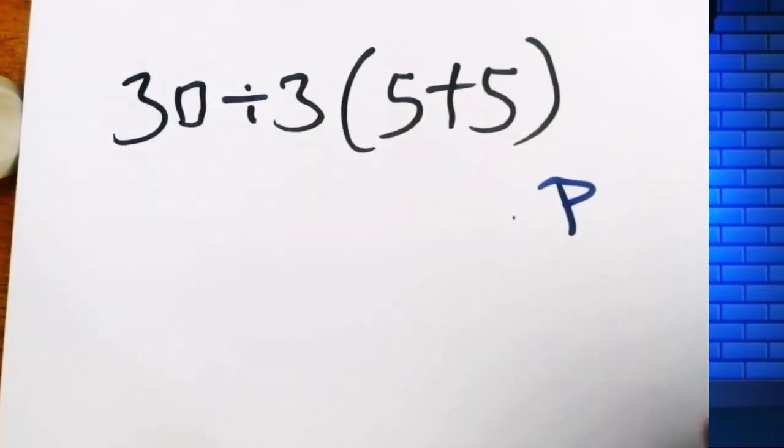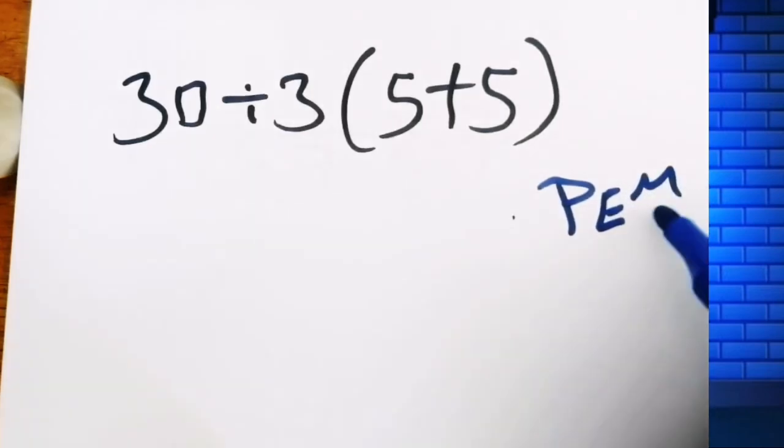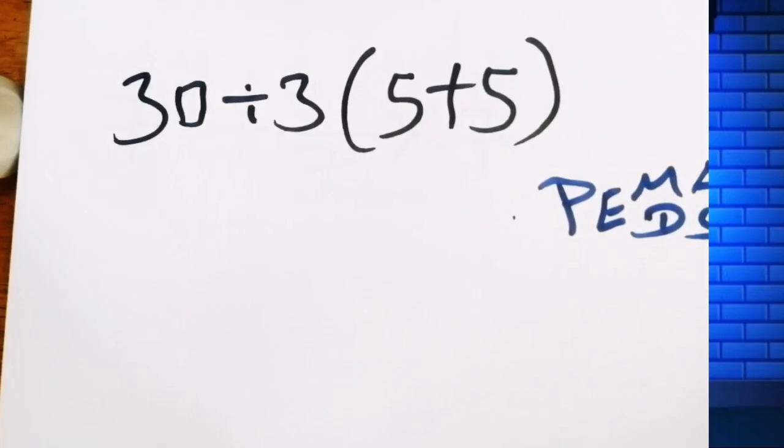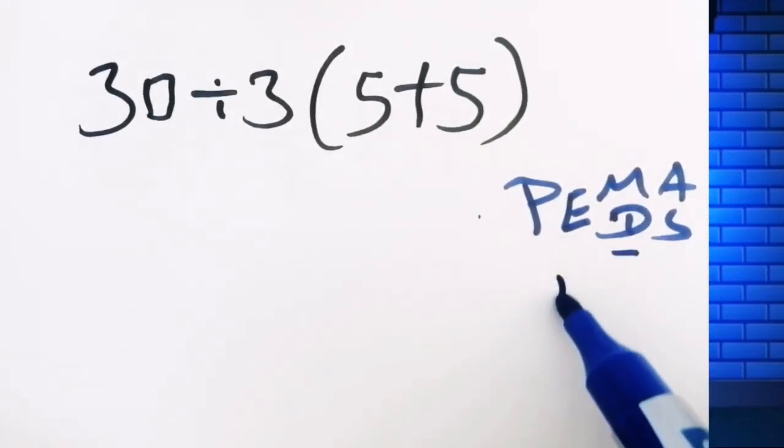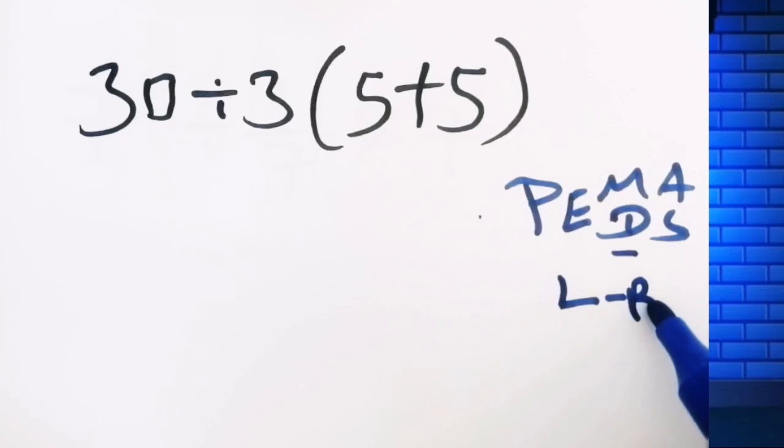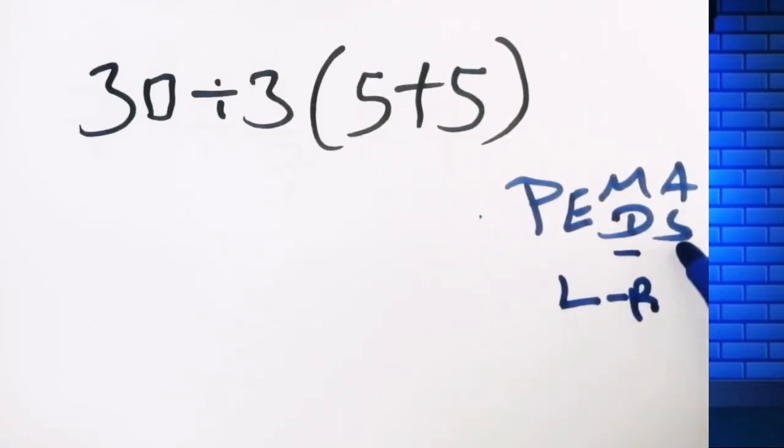parenthesis and exponent, and then multiplication or division, and finally addition or subtraction. Okay, remember that multiplication and division has equal priority, work from left to right. The same applies to addition and subtraction.